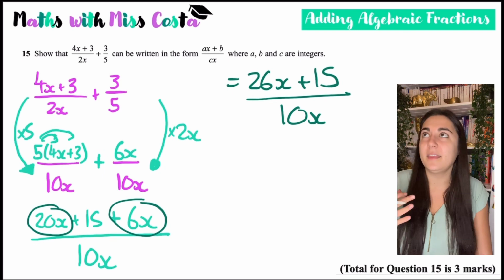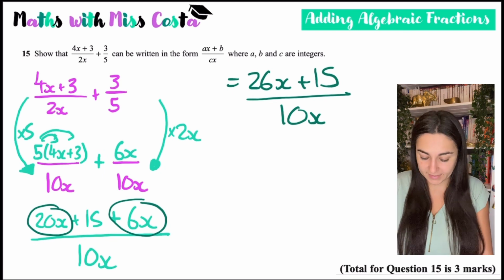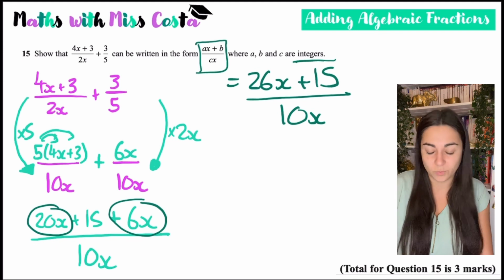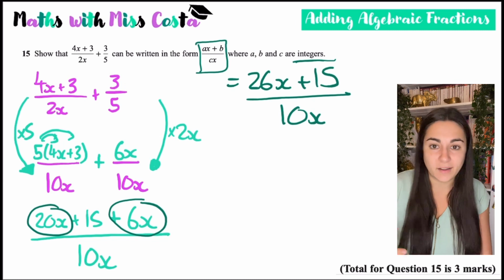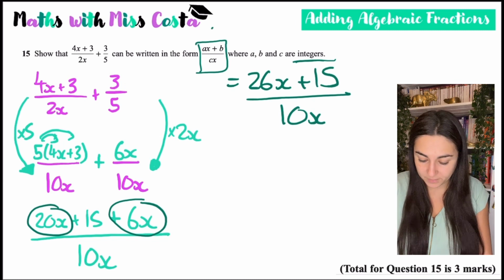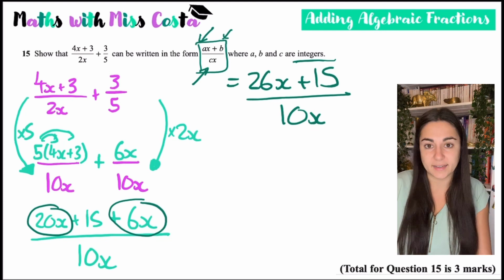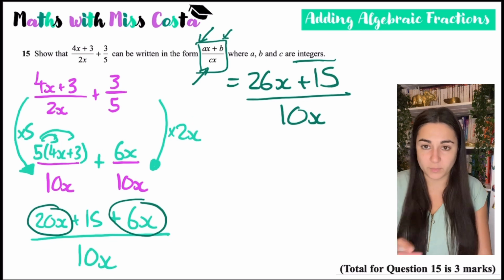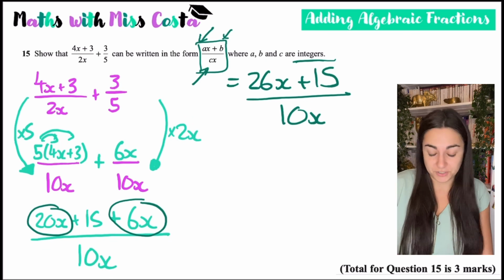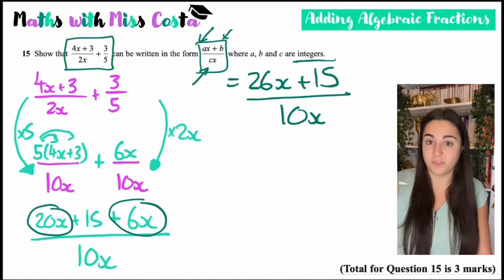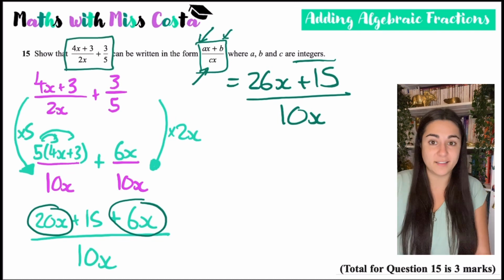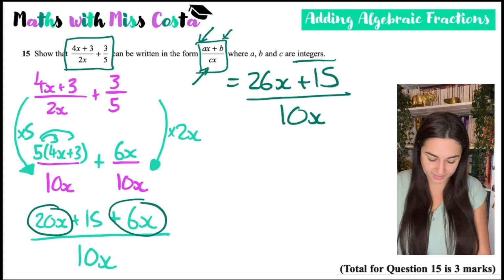So I think this question also scares a lot of people because it says it can be written in the form a x plus b over c x, where a, b and c are integers. Integers just means a whole number, and they've just shown you what it's going to look like. So hopefully you can see that a, b and c are just numbers. So a is 26, b is 15, and c is 10. So don't let the fact that they tell you to write it in this form scare you off. Just do what the question has asked you to. So you know you're adding fractions. So what do you do when you add fractions? You find the same denominator, then you just add them. It's a little bit trickier because it's got algebra in it.